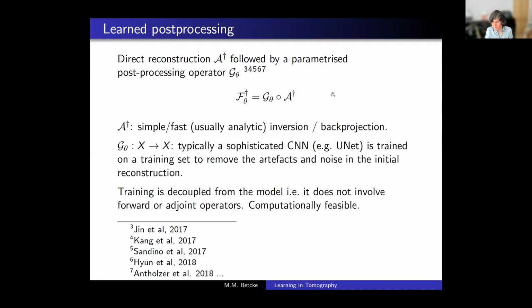However, what is nice about this approach is that once you have used your approximate inverse, your adjoint, whichever way you decided to do the initial reconstruction, you are not using the forward operator anymore. So you have some sort of back-projected data, and then you are just working on that resulting image. So it means that you will not have to use the forward operator or the adjoint operator anymore in the training. So this is a great benefit.